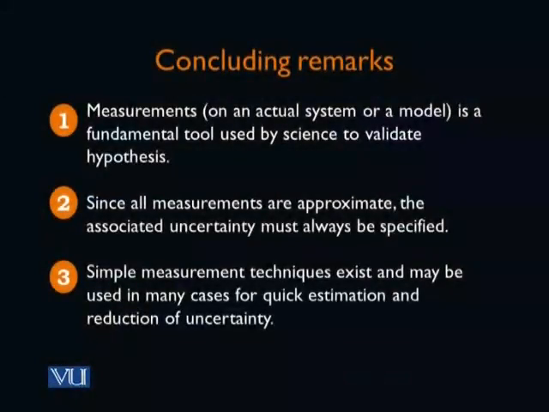So let me now finish and wrap up this lecture. We've talked of measurements being very vital for experimentation. We've said that all measurements are approximate, and therefore we need to quantify the amount of uncertainty in a measurement. And lastly, we've talked of some basic measurement methods which may be useful when you have a lot of uncertainty.